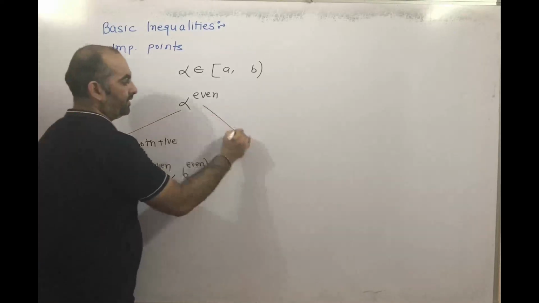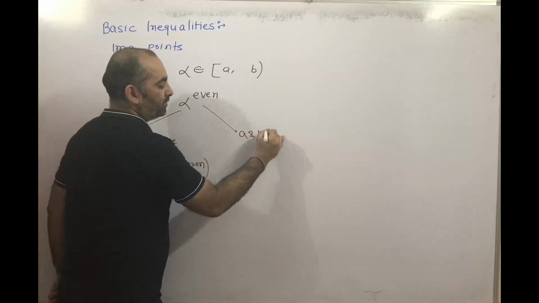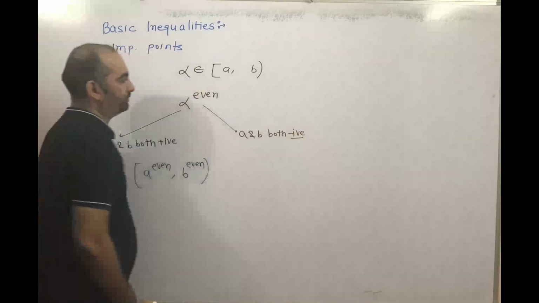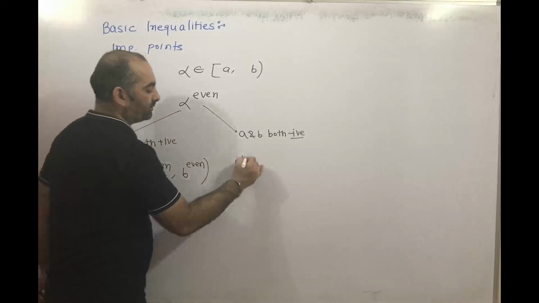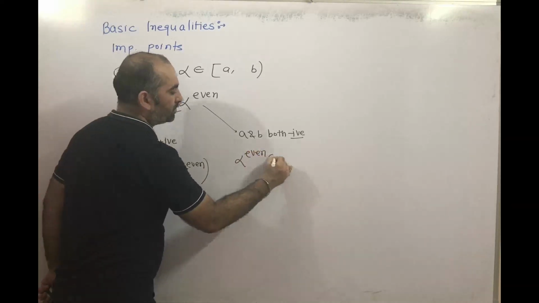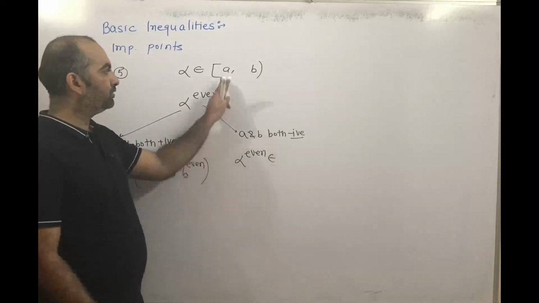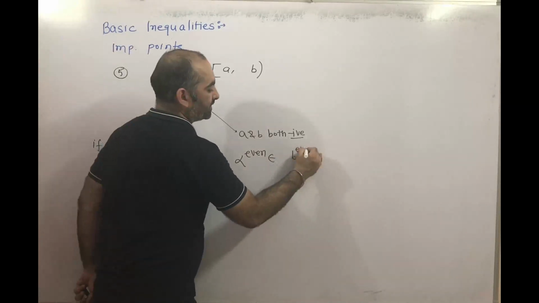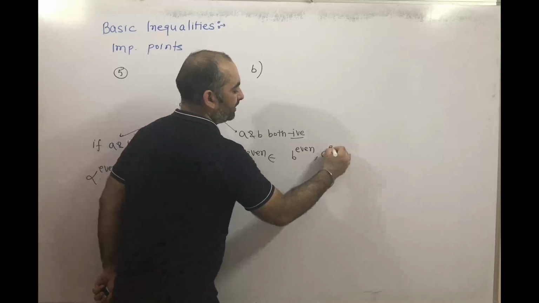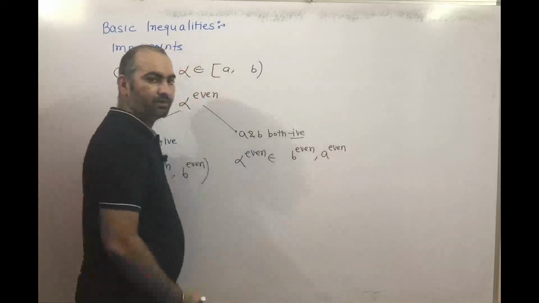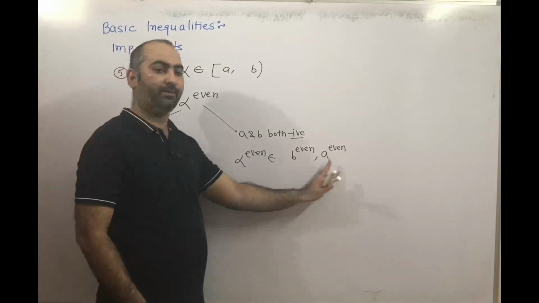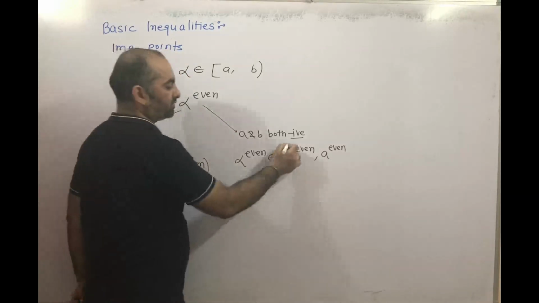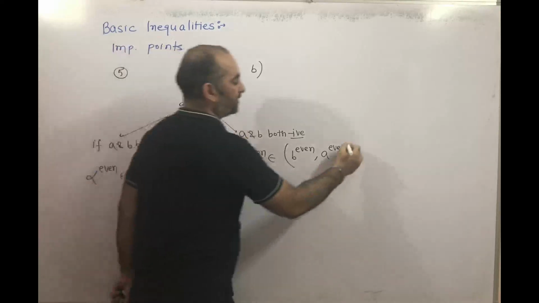Next category: if a and b are both negative, then alpha power even belongs to b power even first, comma, a power even next, because b power even is smaller than a power even. Here b is not included, so this is also not included. a is included, so this is included.